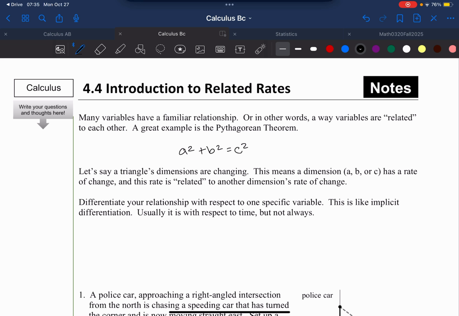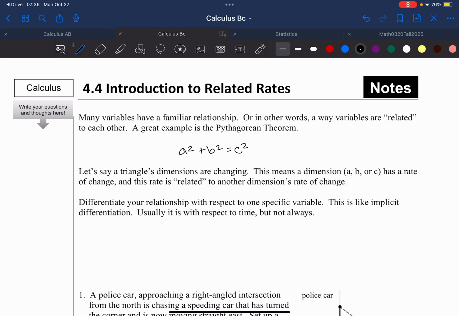It says, let's say a triangle's dimensions are changing. This means a dimension A, B, or C has a rate of change, and this rate is related to another dimension's rate of change. Differentiate your relationship with respect to one specific variable. This is like implicit differentiation. Usually it is with respect to time, but not always.